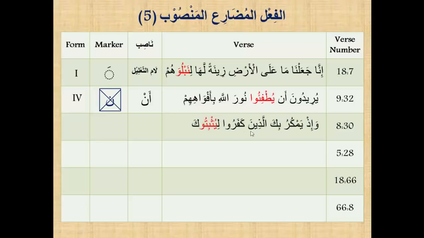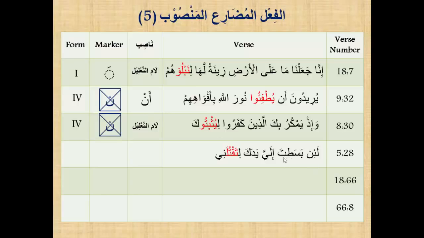وَإِذْ يَمْكُرُ بِكَ الَّذِينَ كَفَرُوا لِيُثْبِتُوكَ. Again, we have lam ta'lil, li, and the marker here is the dropping of the noon. لِيُثْبِتُوا. Where is the alif? Well, we don't have the alif because we've attached an objective pronoun, the kaf, but we still have that waw over there. It's a telltale sign that previously in the marfu' we had a noon. لِيُثْبِتُوا, لِيُفْعِلُوا. This is an example of a form 4 verb.